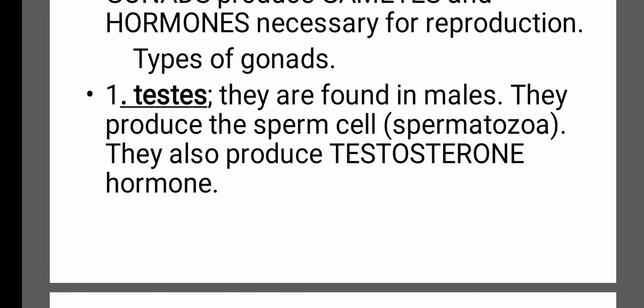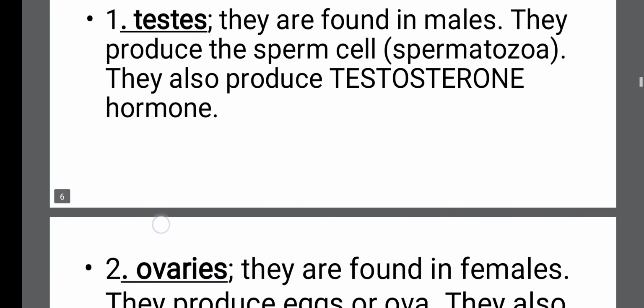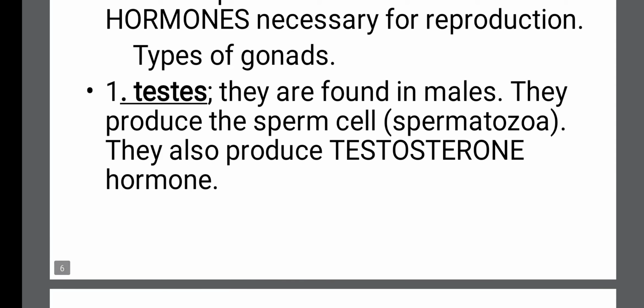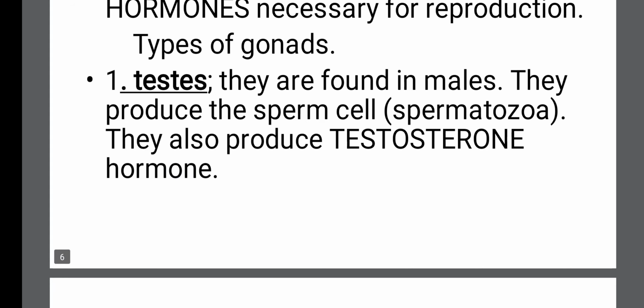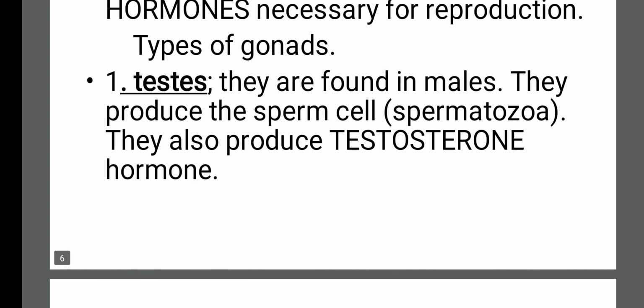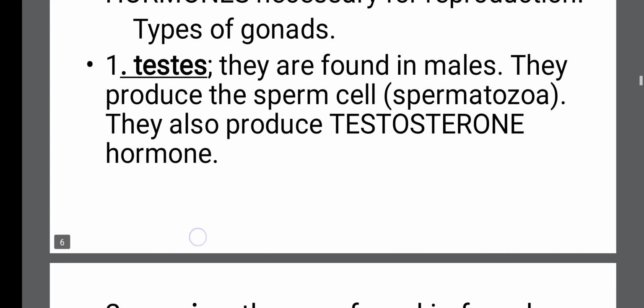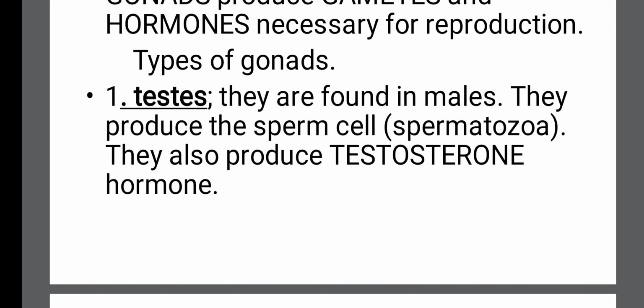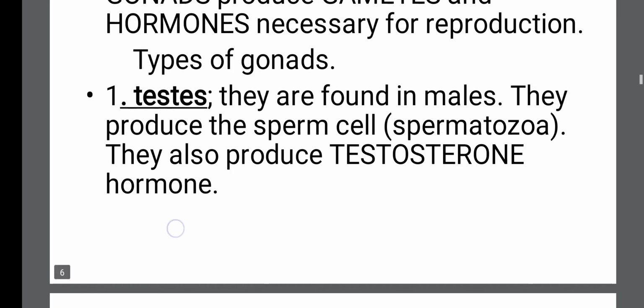Aside from producing sperm cell, they also produce testosterone hormone. Testosterone is a male hormone that is produced in the testes. This male hormone is responsible for the development of secondary male characteristics in males during puberty, and is also responsible for the production of sperm.